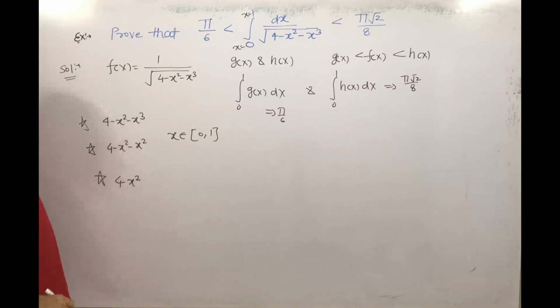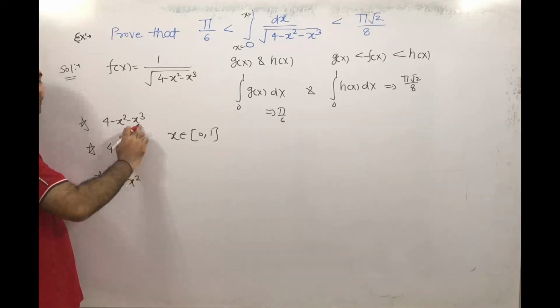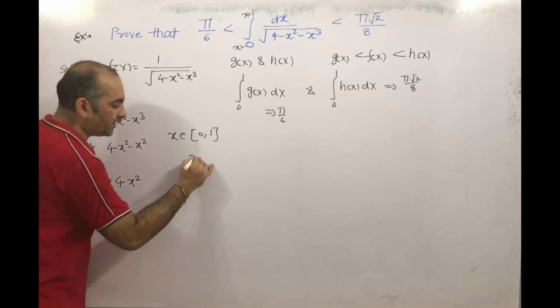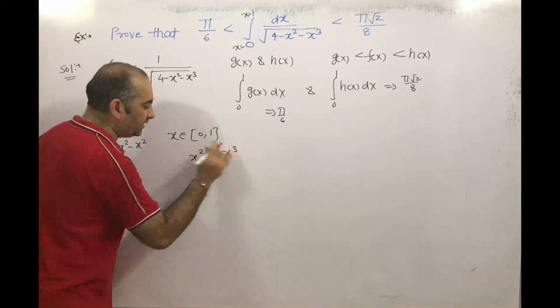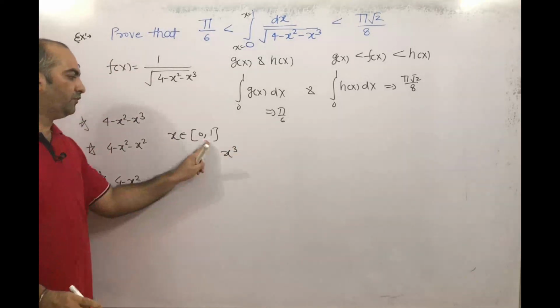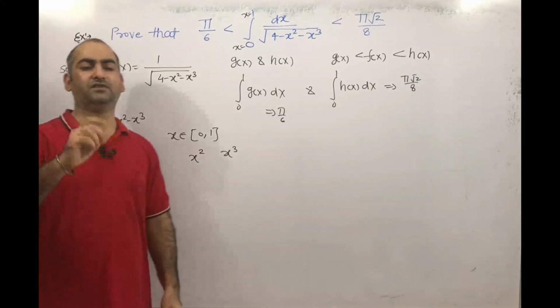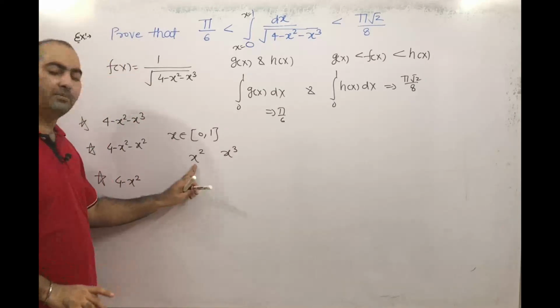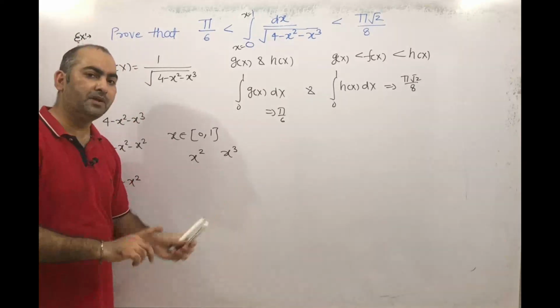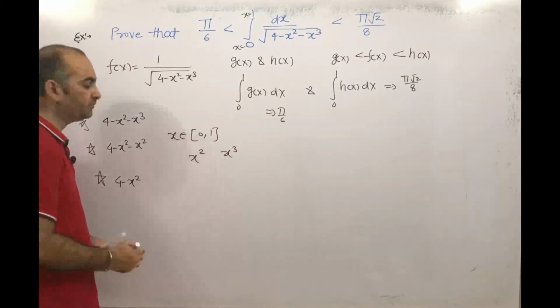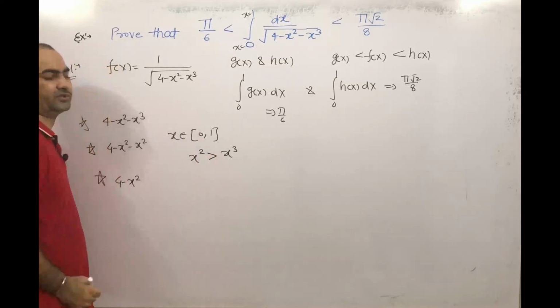Here we have x square and x cube. In the interval x belongs to 0 to 1, which one is greater of these two? That we have to check. For that we can take x value as 1/2. Here 1/4 will come and here 1/8 will come. Which one is greater, 1/4 or 1/8? 1/4. So we can say x square is greater than x cube.